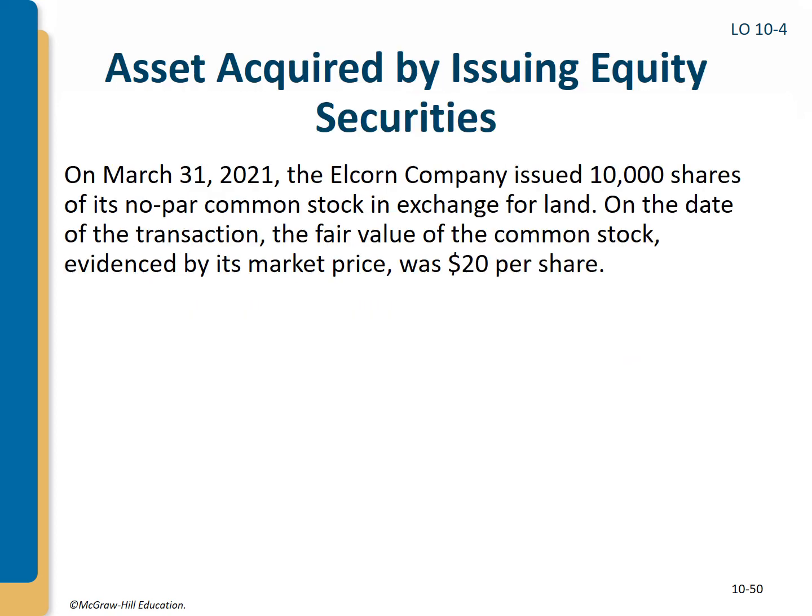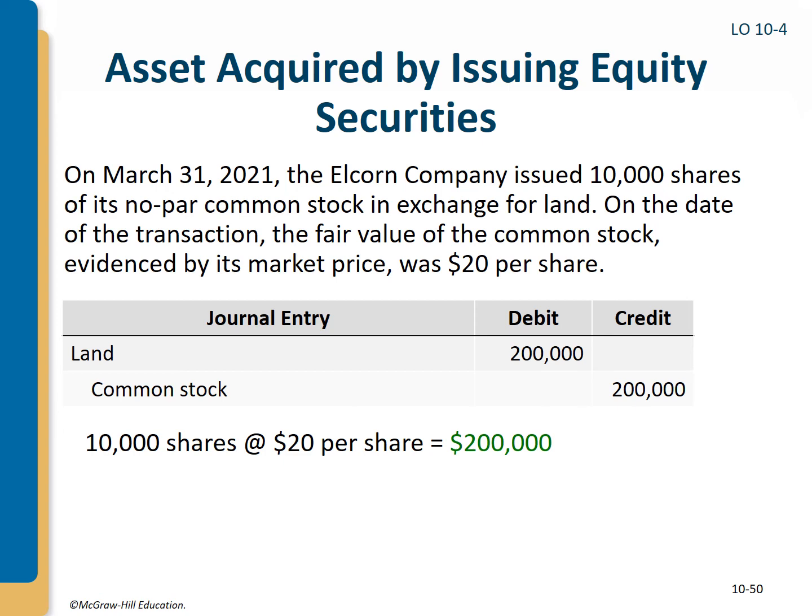March 31st, Elkhorn Company issued 10,000 shares of its no-par common stock in exchange for land. On the date of the transaction, the fair value of the common stock was $20 a share. Well then, the land value will be debited for $200,000. The fair value of the common stock. 10,000 shares times the trading price of $20 a share.